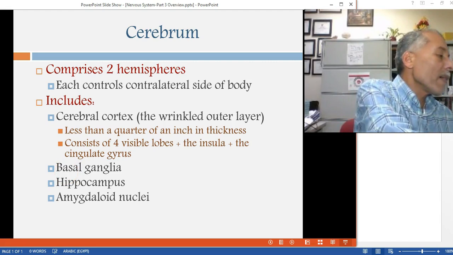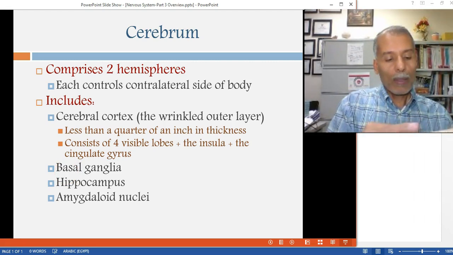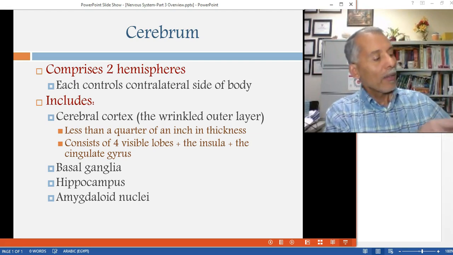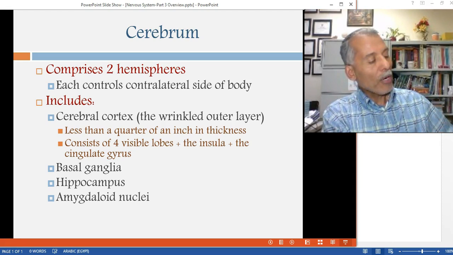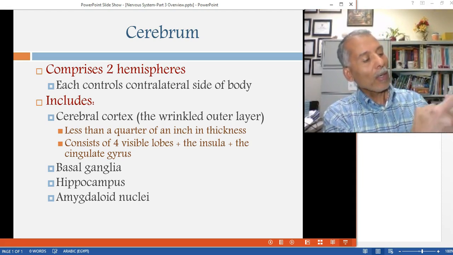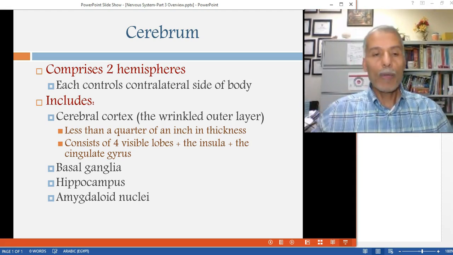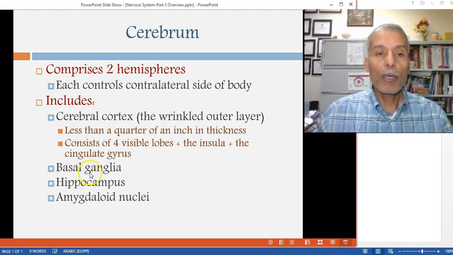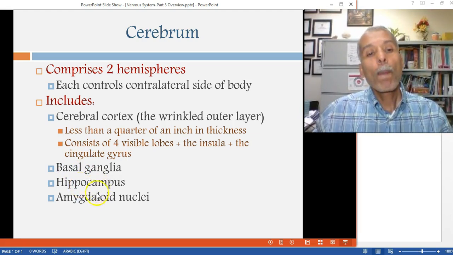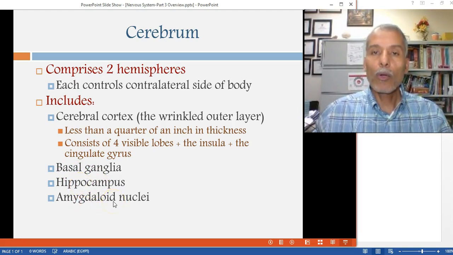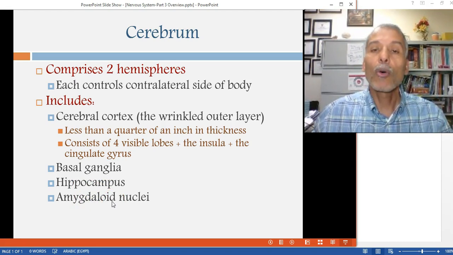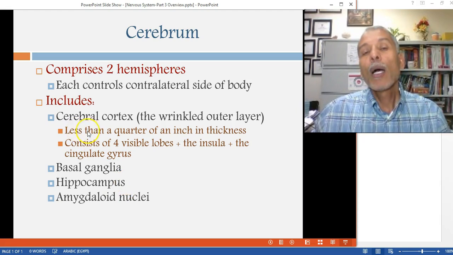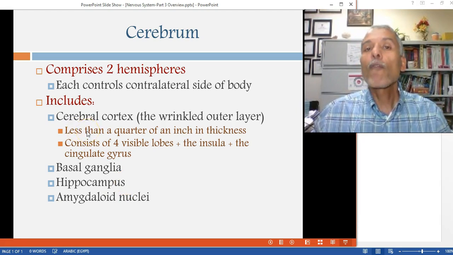The basal ganglia are little clusters of cell bodies. They do not show in this model, unfortunately. They are buried deep in the core of the brain, around the thalamus. I'll show you images. So you have the cerebral cortex, number 1, the basal ganglia, number 2, the hippocampus, and the amygdala, or the amygdaloid nucleus, sometimes called the amygdaloid body. All of these are names for the same thing. So how many parts again does the cerebrum consist of? 4.